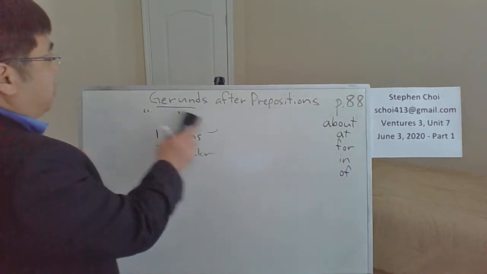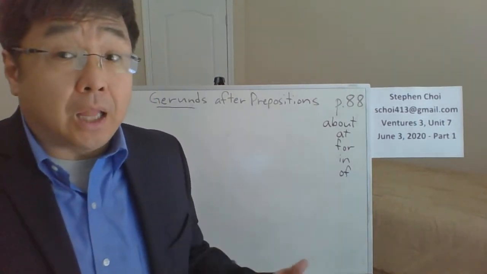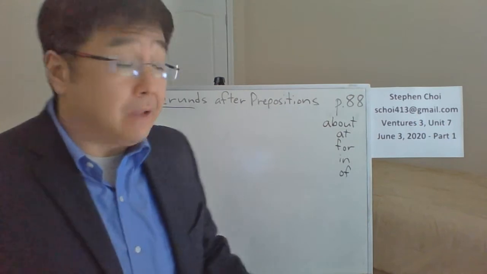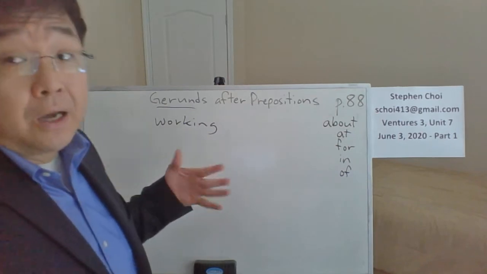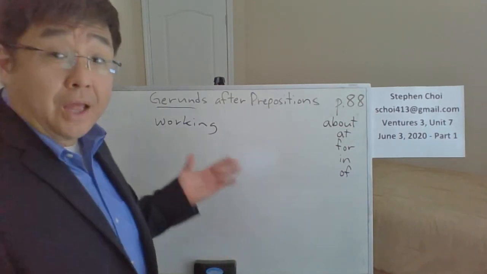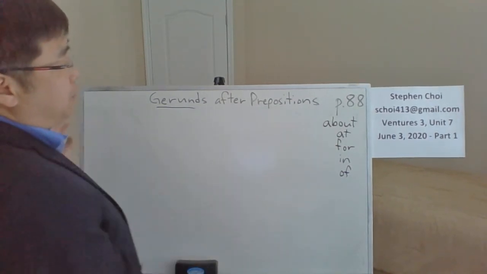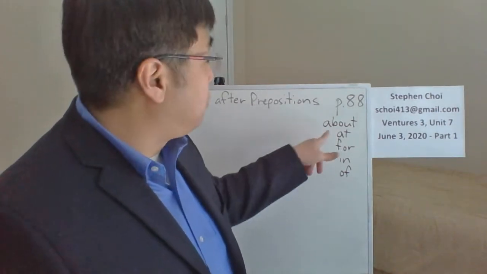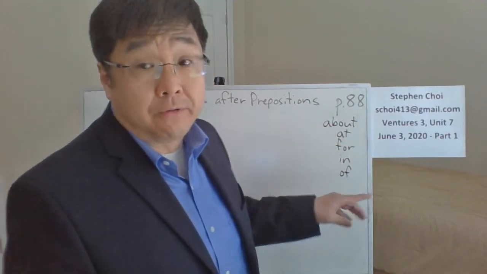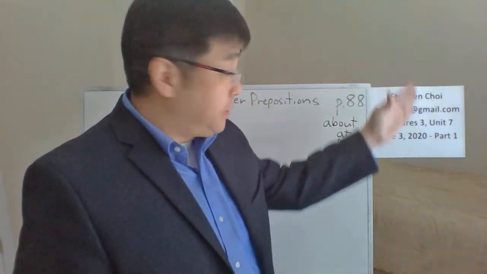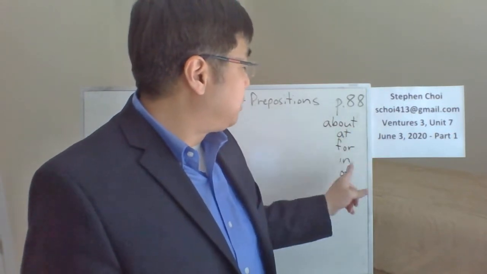As I mentioned many times, gerunds are verbals. They look like verbs, and they come from verbs, but they're never verbs. Now we're going to talk about prepositions. Gerunds follow prepositions, specifically about, at, for, in, of. A lot of times the gerund, which is a noun, comes after: about gerund, at gerund, for gerund, in gerund, of gerund.